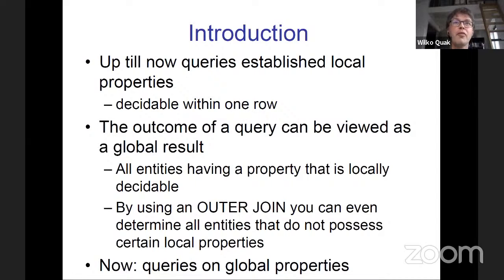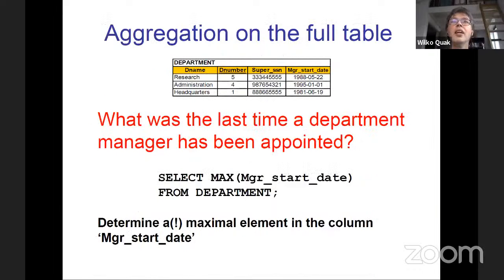Till now we have only built queries where the where clause is about 1 row of the data set, and the outcome is always a sort of global result. So if you want to calculate a query, you always have to look at 1 row and then decide about that row whether you print it or not. Now we want to do queries that need more than 1 row. Let's see what we mean.